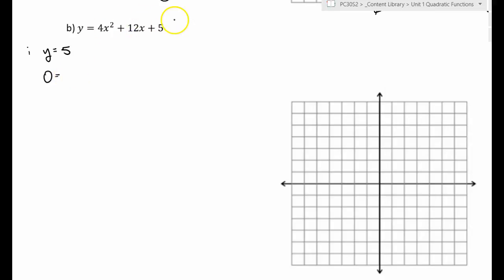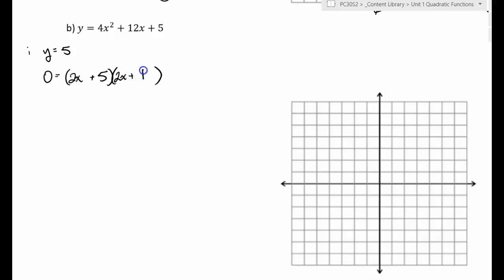Well, let's see if this is factorable. Could go 4x and x. Then I could go 5 and 1. Well, that wouldn't get me where I need to go. What about 5 and 1? No, that wouldn't work either. Okay, what about if I did 2x and 2x? Maybe this will work. I think it will.